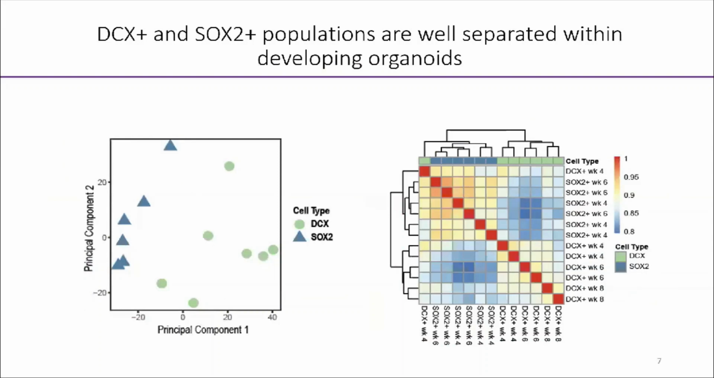Starting with our organoid proteomic dataset, we can see on the left a multidimensional scaling of all proteins using principal component analysis of sorted SOX2 positive and DCX positive cell populations derived from cerebral organoids. On the right side, we can see the unsupervised clustering showing the Pearson correlation coefficient between proteomic signatures of sorted organoid samples. In both figures, it's demonstrated how these two subpopulations have distinct molecular signatures.